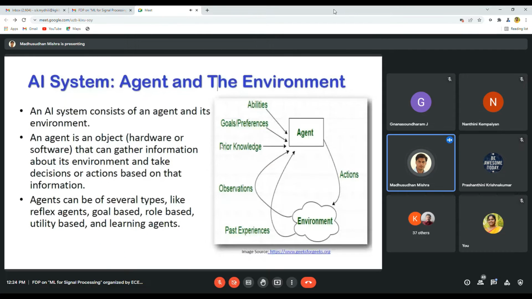One of the characteristics of an artificial intelligence system is that it must have an agent and an environment. An AI system consists of an agent and its environment. An agent is an object. It may be hardware or software or a combination of both that can gather information about its environment and take decisions or actions based on that information. Agents can be of several types like reflex agents, goal based, role based, utility based, and learning based.